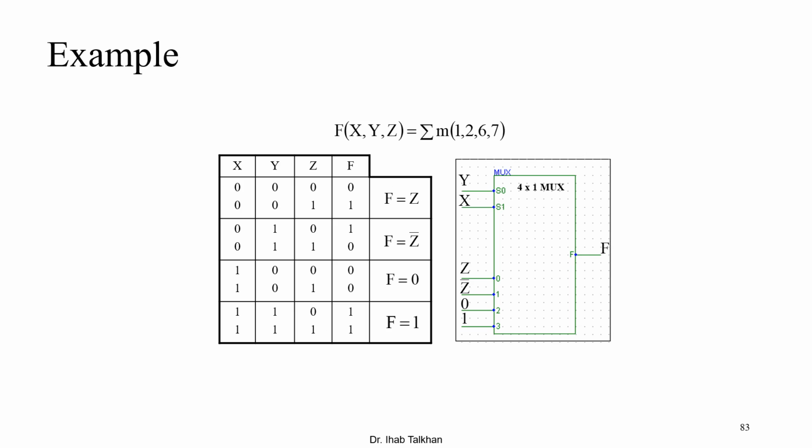As an example here, we have a function f and we have inputs x, y, z. Actually, I'm going to use a 4 by 1 multiplexer in order to build this function. We can use an 8 by 1 multiplexer, we can use a 2 by 1 multiplexer, but this one I'm going to use a 4 by 1 multiplexer.